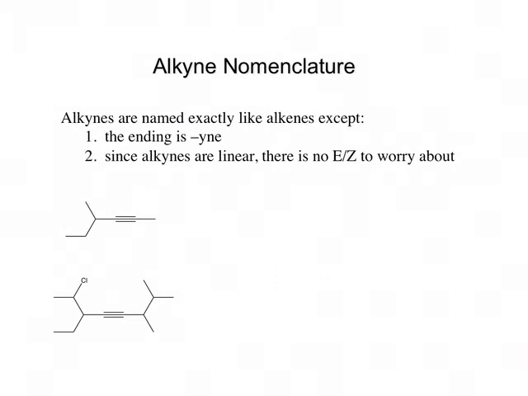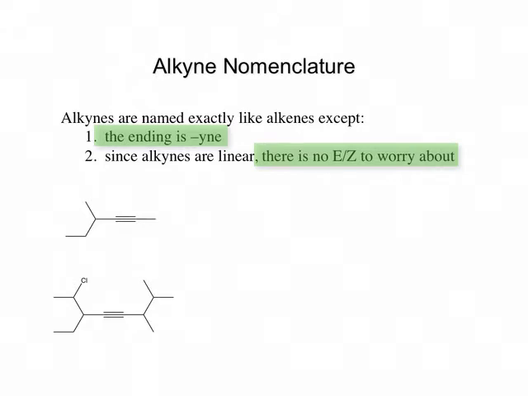Naming alkynes is very similar to naming alkenes, except that we're going to be changing the ending to "-yne" to denote that it's an alkyne parent. Also, since alkynes are linear, there is no E or Z designation to worry about. So what we're going to be doing is finding the longest chain containing the triple bond, numbering it to give the triple bond the lowest possible number, and then listing all substituents out in front along with their numbers.